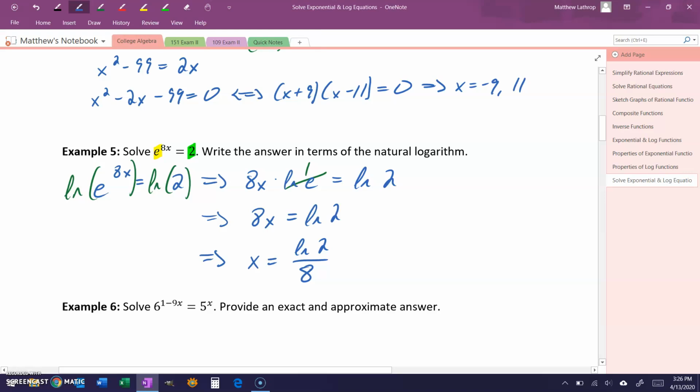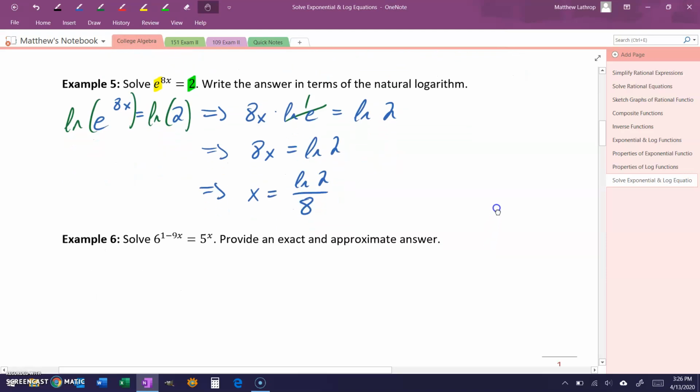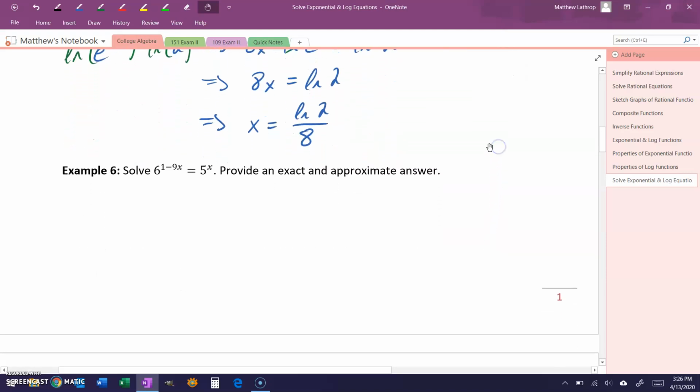I like to use the natural log because that's something that we can evaluate with a calculator. So if we wanted to, then we could come up with an approximate result there, which we will be asked to do in example 6. So in example 5, we have this exact result written in terms of that statement, the natural log of 2. In example 6, we're going to want to provide both an exact and an approximate answer.